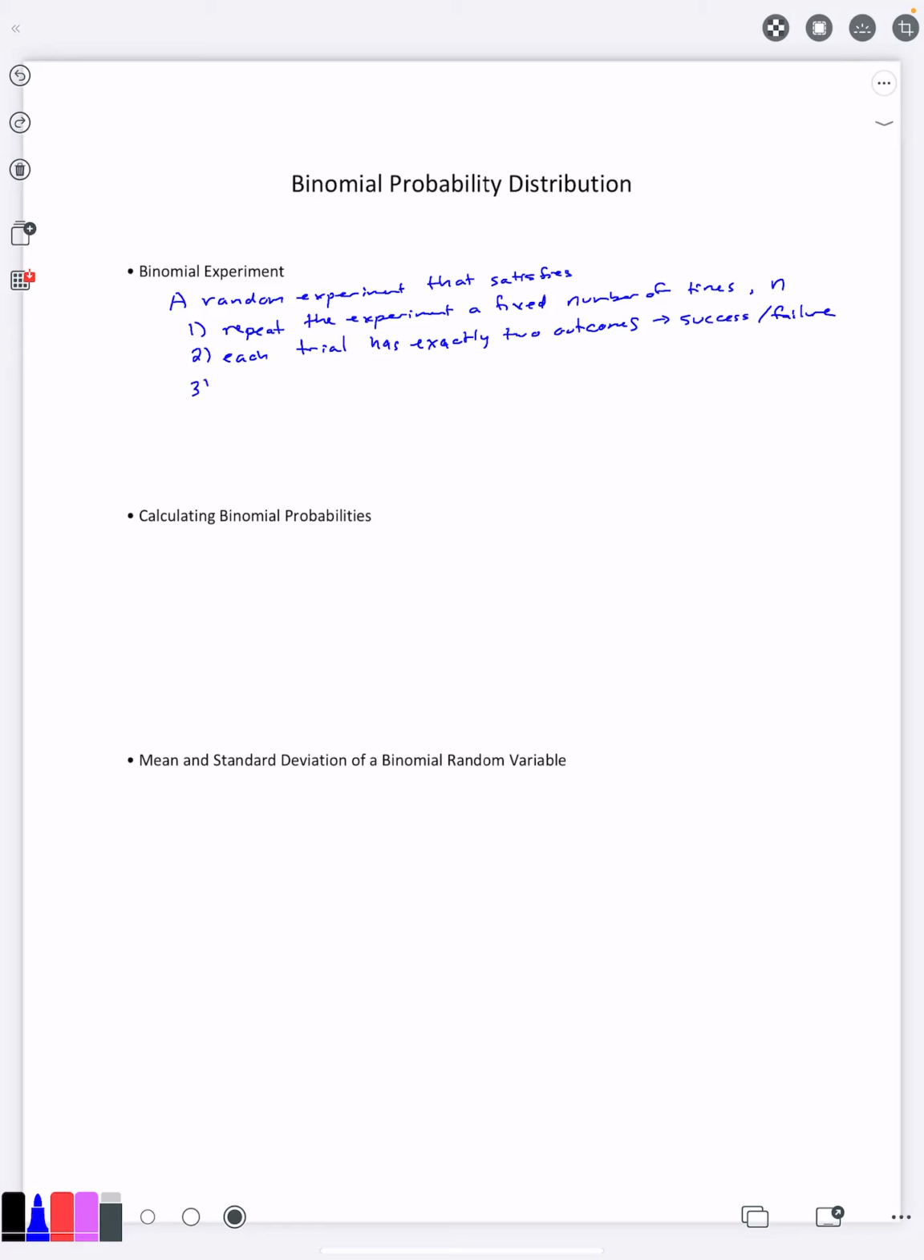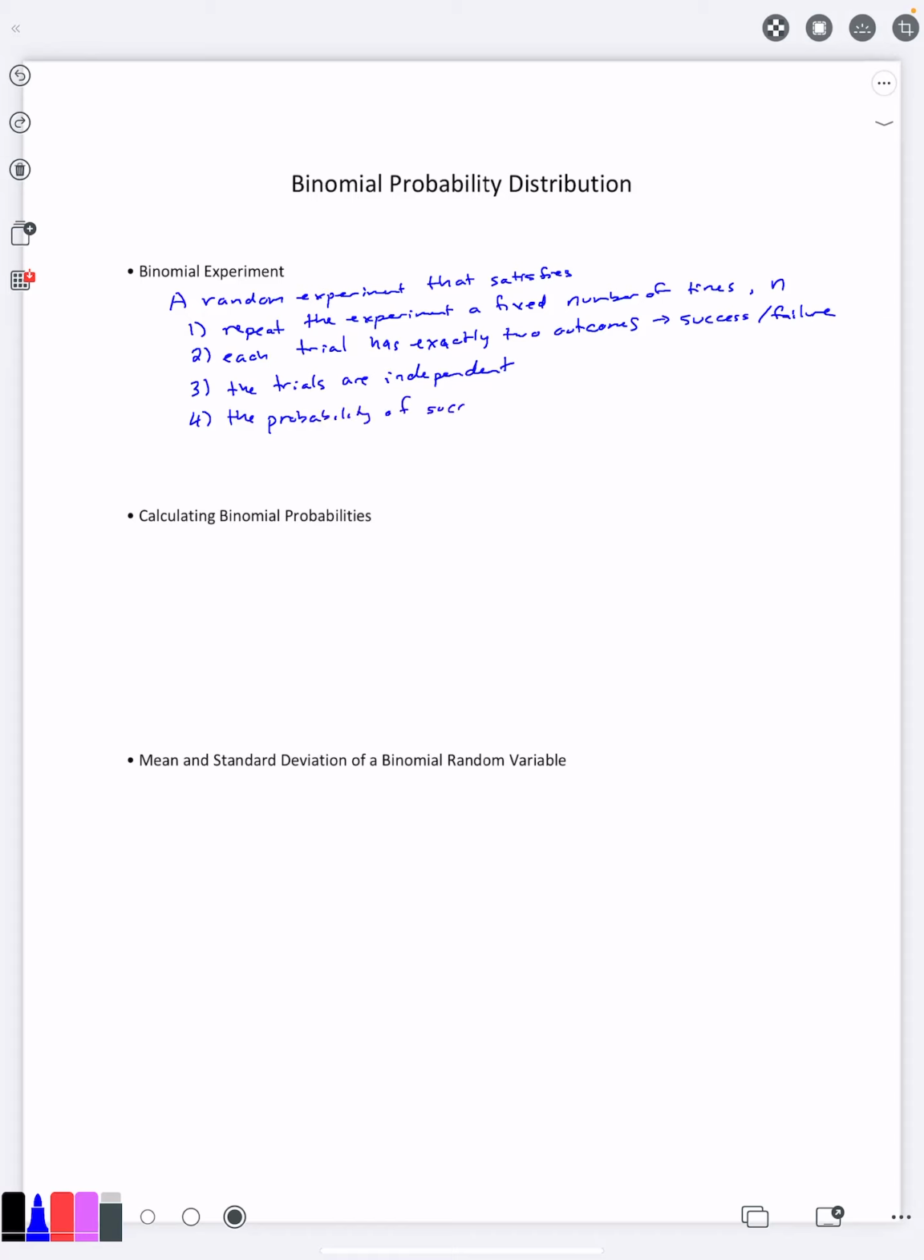The third condition is that the trials are independent. That means what happens in one of the trials is not going to affect what happens in any of the other trials. So if you're flipping a coin 5 times, the fact that you got a head on the second flip is not going to affect the chance of you getting a head on the 4th flip. They're completely separate chances.